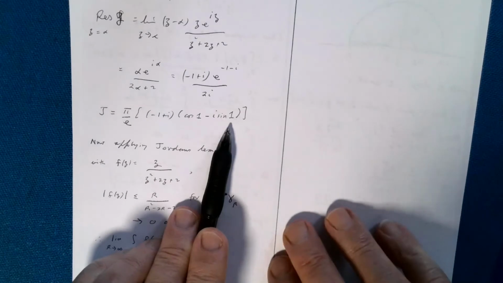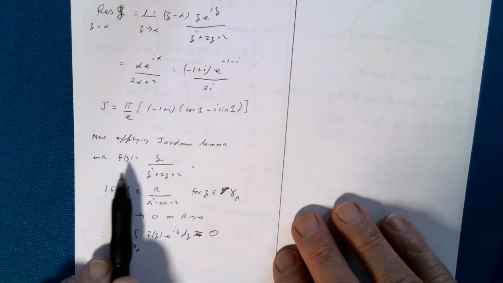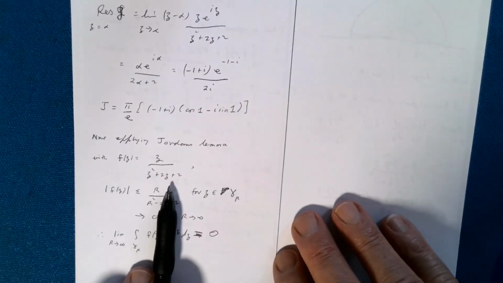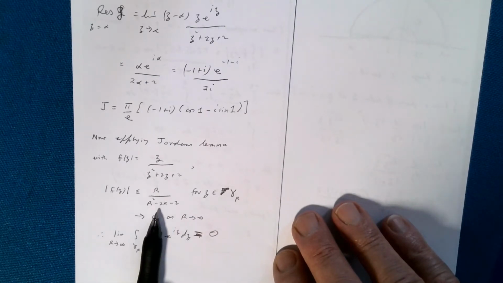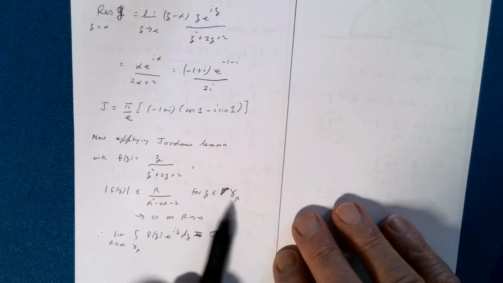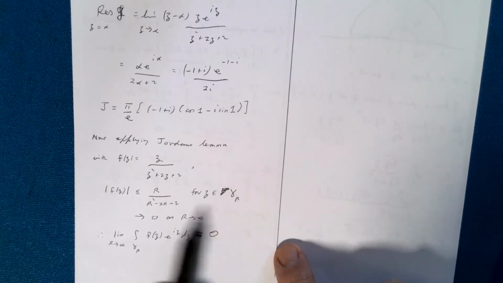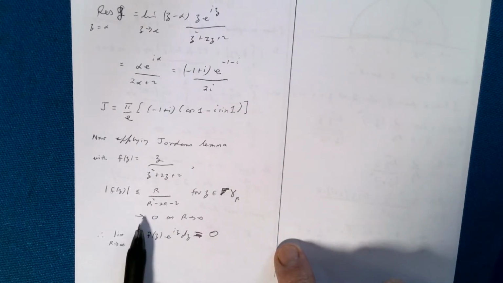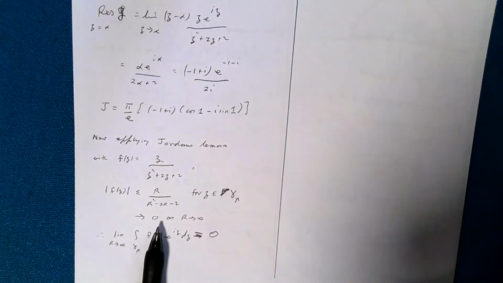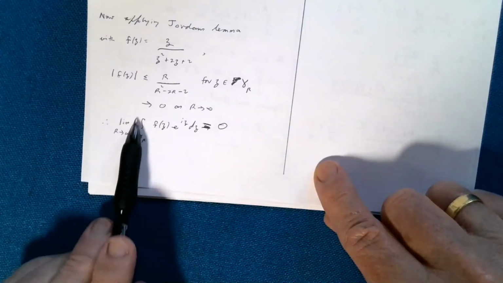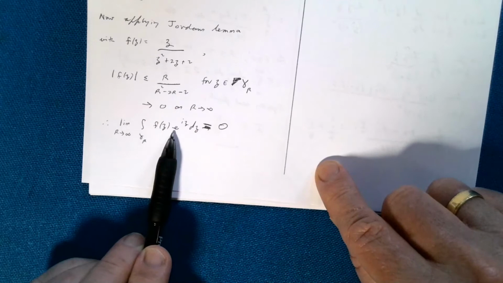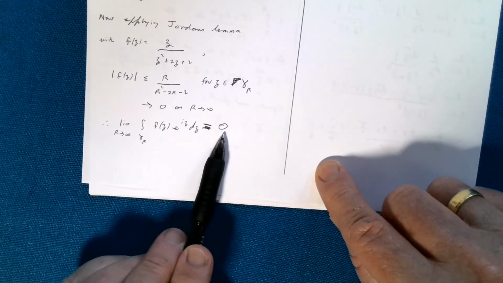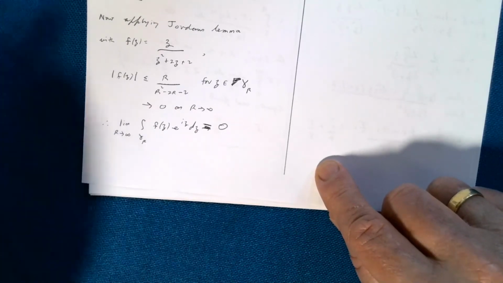Now we can apply Jordan's lemma with f of z to be z over this function. And using the second triangle inequality again, for z on this semicircular contour, we get this bound. And that clearly goes to 0 as R goes to infinity. So by Jordan's lemma, we can say that the integral along the semicircle of f of z times e to the iz goes to 0. And that does the bounding argument for us.